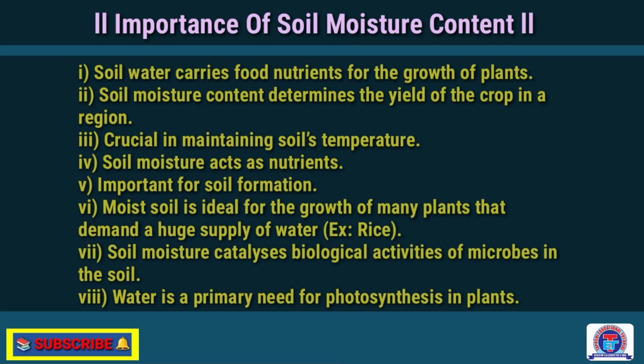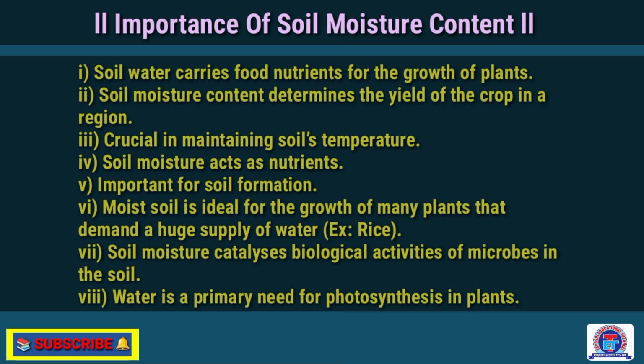Dear student, now we will understand the importance of soil moisture content. Number 1, soil water carries food nutrients for the growth of plants. Number 2, soil moisture content determines the yield of the crops in a region. Number 3, it is crucial in maintaining soil temperature. Number 4, soil moisture acts as a nutrient. Number 5, it is important for soil formation.